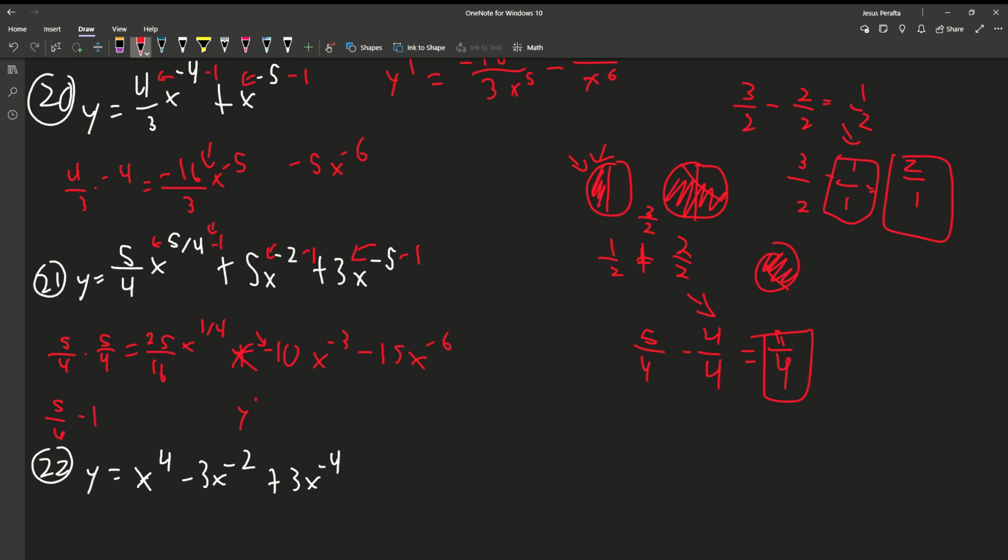So, y prime is equal to 25 over 16 x to the power of 1 over 4, minus 10 x to the power of negative 3, minus 15 x to the power of negative 6.